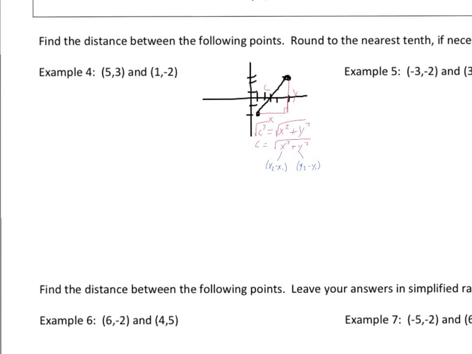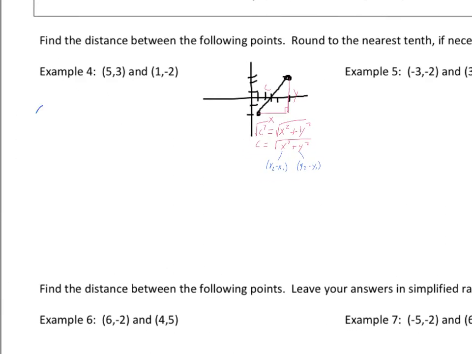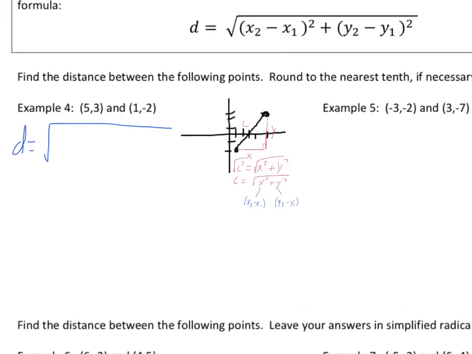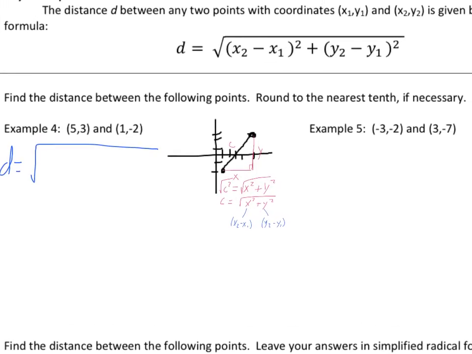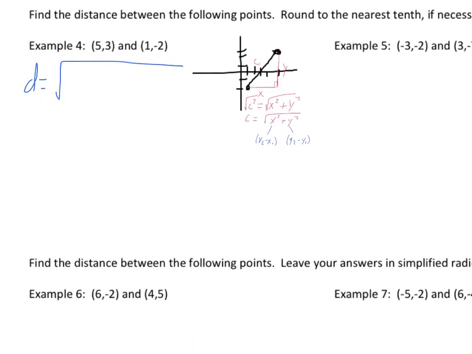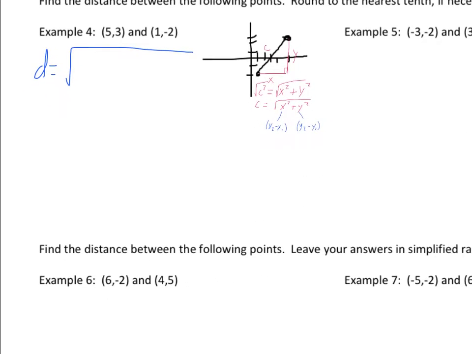So if we try this question, we know that the distance is equal to the root of the difference in x's. Now notice the formula reads x2 minus x1. The order does not matter. I tend to just go left to right. It's up to you, as long as you're consistent. So I'm going to go 5 minus 1. That's my difference in x's, and I square it. I have 3 minus a negative 2. That's the difference, and I square it.